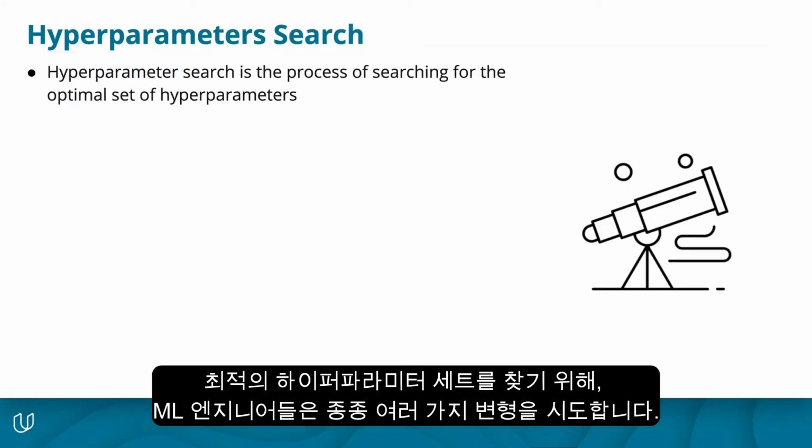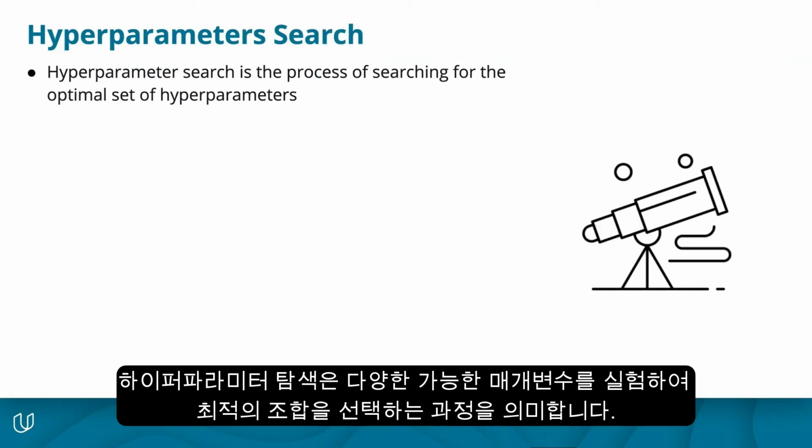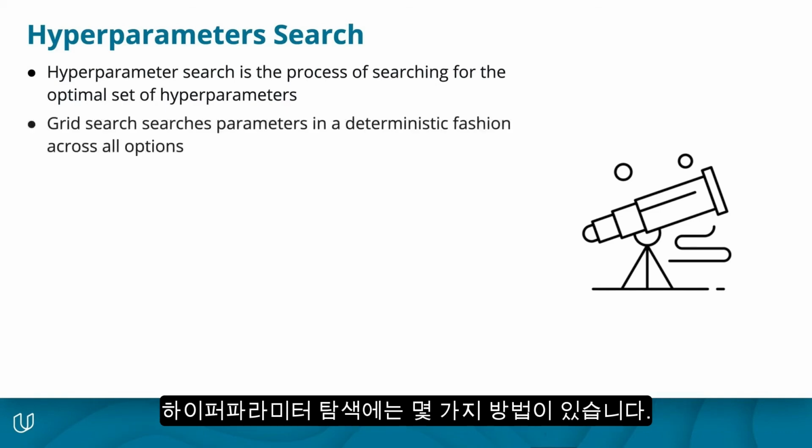To facilitate finding the best set of hyperparameters for a model, ML engineers often try numerous variations. Hyperparameter search is a term used to explore many possible parameters while selecting the optimal set for a model. There are a few ways one can search the hyperparameter space.